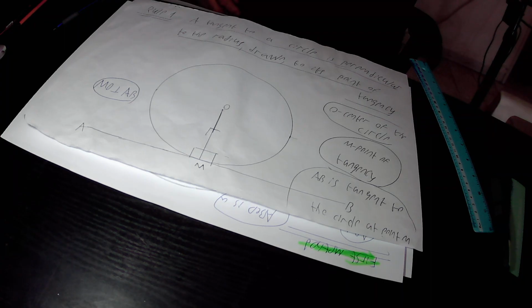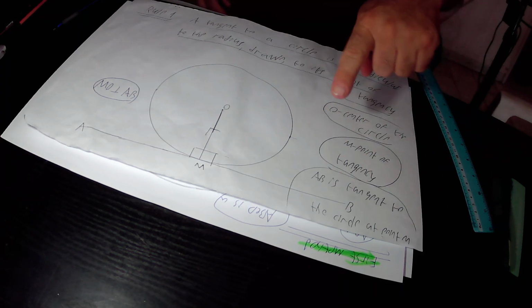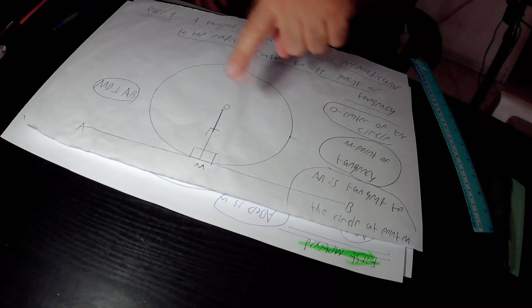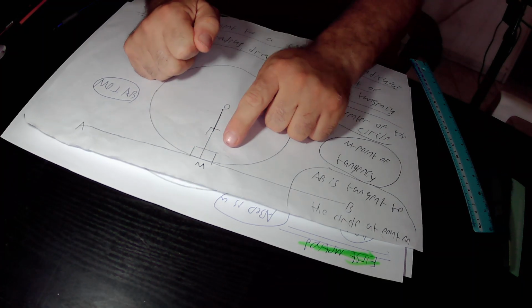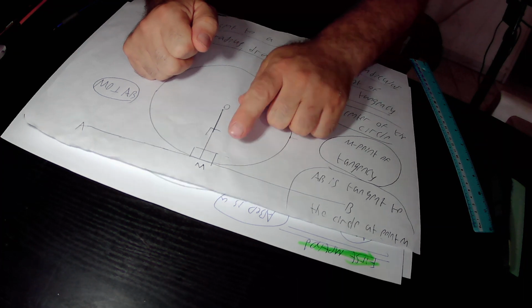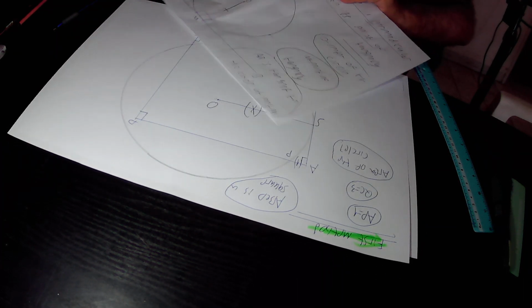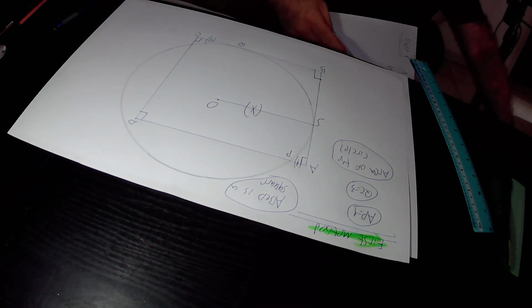And whenever you have a radius that is drawn to the point of tangency, then tangent AB will be perpendicular to the radius MO. If AB is perpendicular to MO, it means that this angle equals 90 degrees, and this angle also equals 90 degrees according to rule 1. So we can actually implement rule 1 in our drawing.